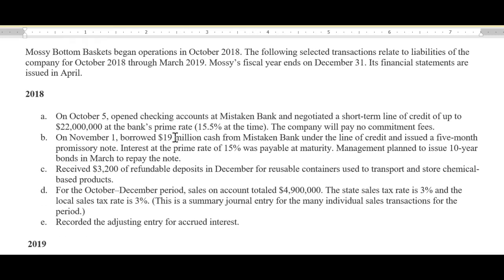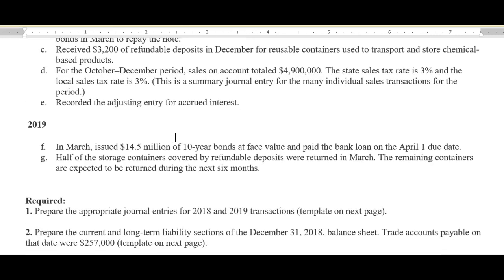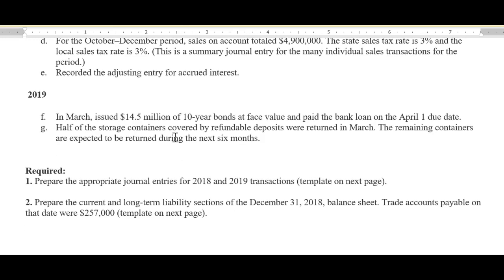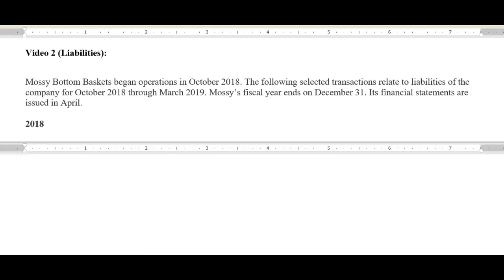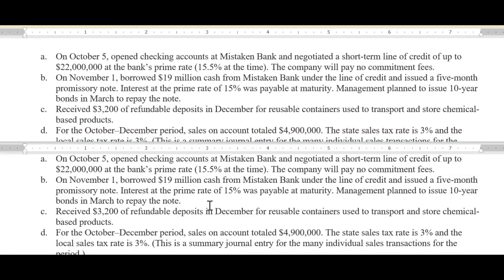So here we've got a listing of the transactions for 2018 and 2019, and it says prepare the appropriate journal entries for the 2018 and 2019 transactions, and then prepare the current and long-term liability sections of the December 31st, 2018 balance sheet. Trade accounts payable on that date were $257,000. Then it lets us know that the template is on the next page. So let us begin by looking at each of these transactions and seeing how we would journal them.